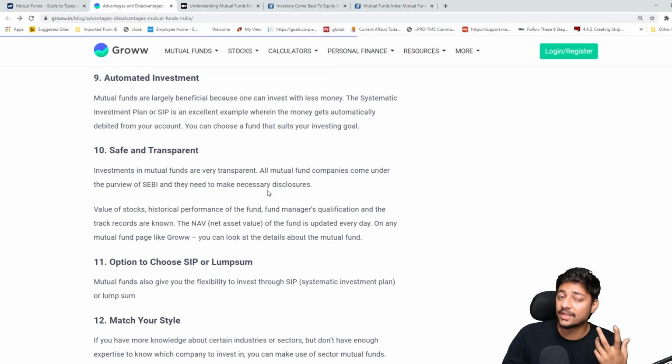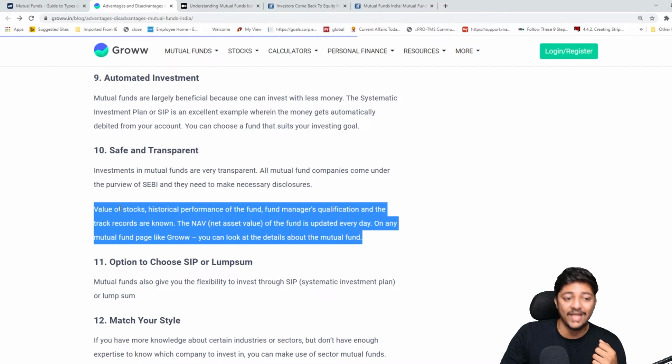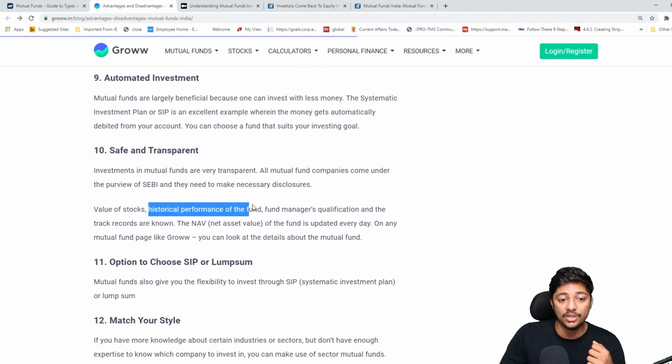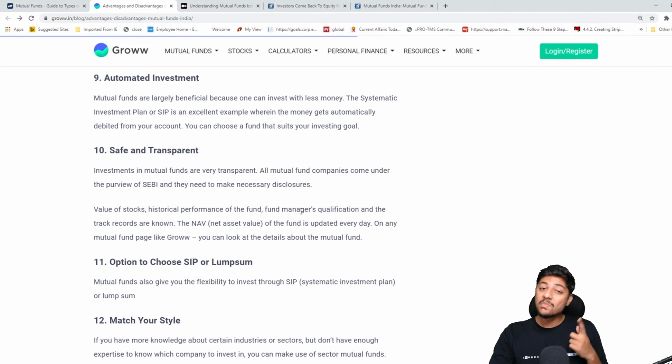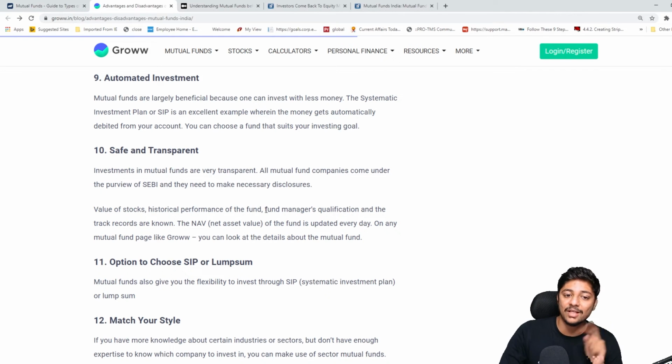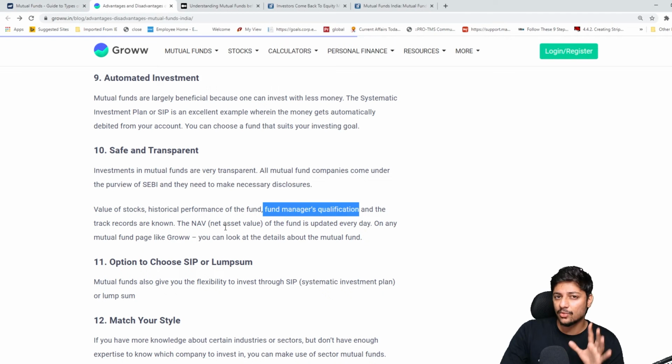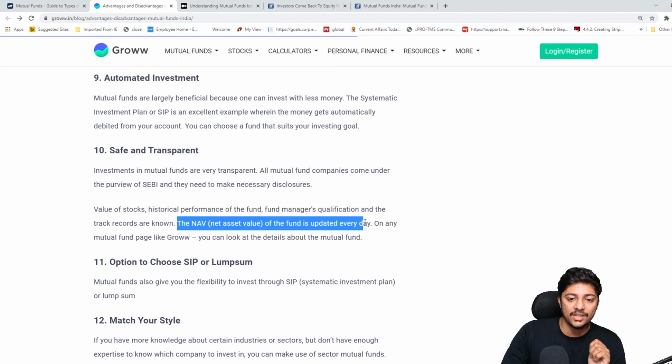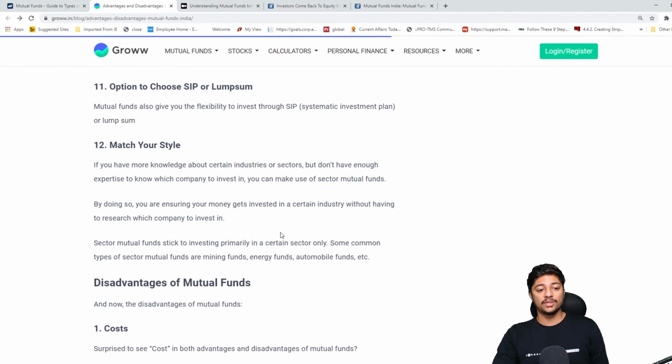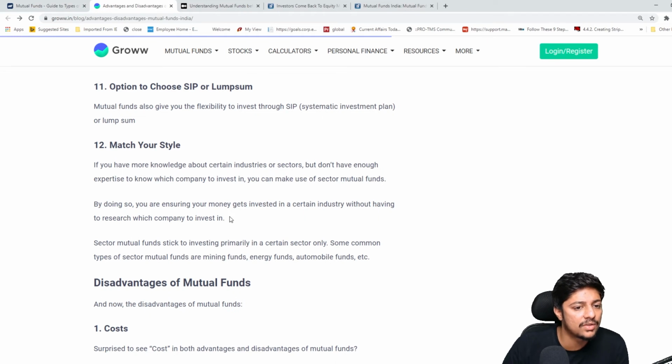So what are the things that they have to disclose? They have to disclose the value of the stocks that they're investing in, the historical performance of this fund, the fund manager's qualifications. कोई useless आदमी को उठा के नहीं लगा सकते. You need a good qualified person, and the entire track records are also known. Okay, the net asset value. Again, I'm going to do a separate video on this because it's a little complicated. The net asset value of the fund is updated every single day. Got it? So these are some very important things. Other things not that much.